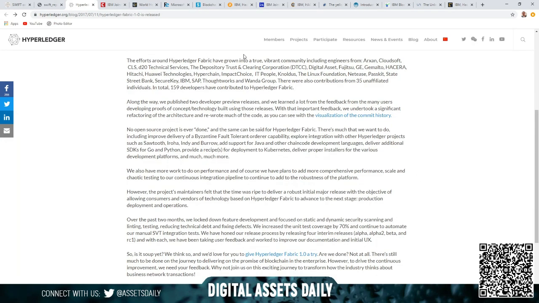The Hyperledger Fabric has grown into a vibrant community, including engineers, and here you have IBM, Hasera, and the DTCC, Hyperledger Fabric connecting back. No open source project is ever done, and the same can be said for Hyperledger Fabric. There's much that we want to do, including improve the delivery of a Byzantine fault-tolerant orderer capability. Again, the Byzantine fault goes directly to Stellar, along with other Hyperledger projects such as Sawtooth.